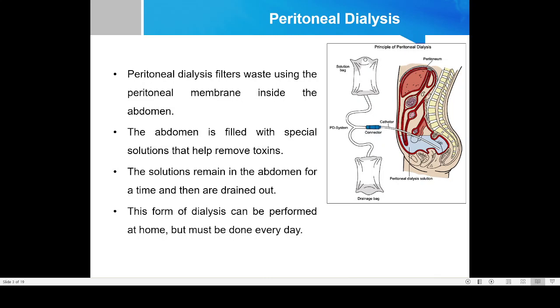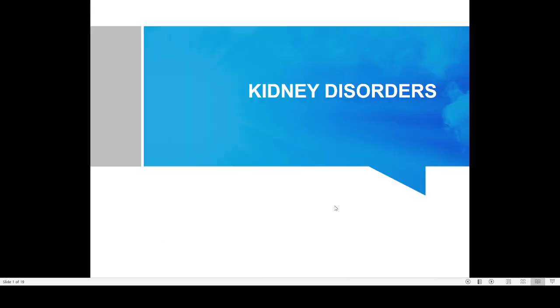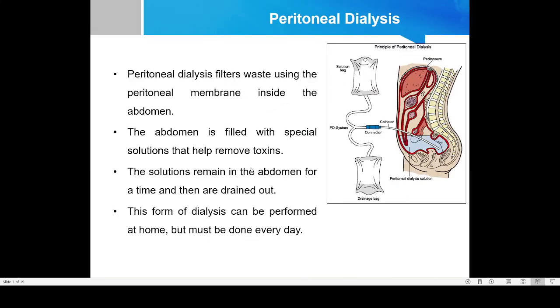Now, in the case of peritoneal dialysis, here you can see that it is a very easy, very simple method which can be done at home itself. And this is known as the peritoneal membrane. This is the peritoneal membrane. That is the cavity inside our abdominal cavity. The space inside our abdominal cavity is known by the name peritoneum.